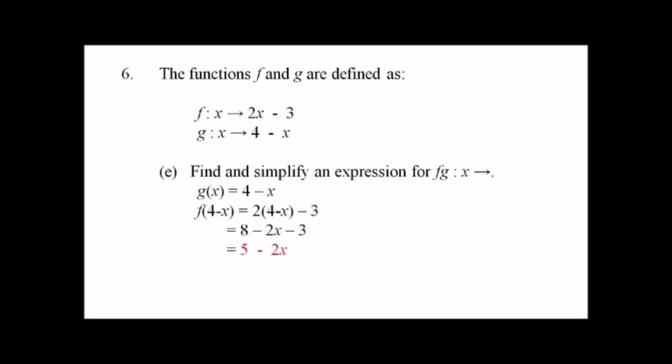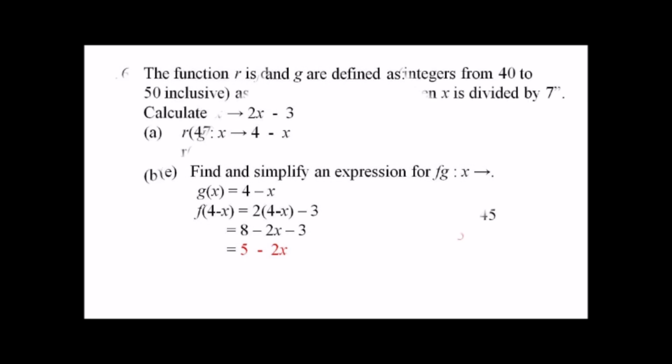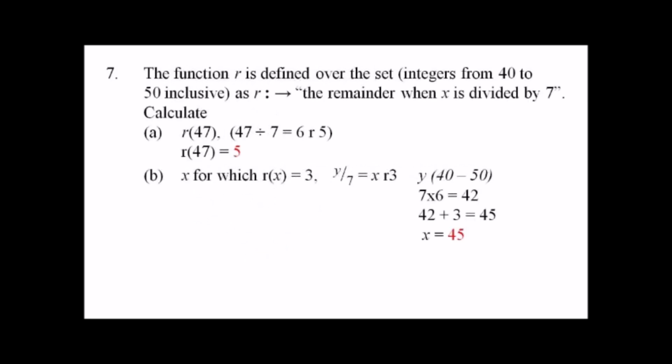And 6e, you want fg of x, composite function. g of x is 4 minus x. Put that whole thing into f of x for x. So you get 2 times (4 minus x) minus 3. So you get 8 minus 2x minus 3. And that simplifies to give you 5 minus 2x. Final answer, guys. Got it? Good. Now we move on to 7.